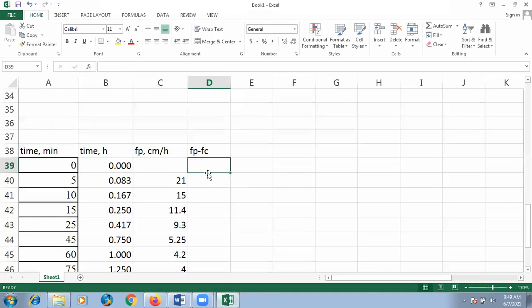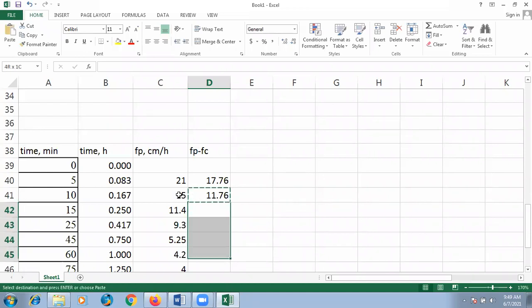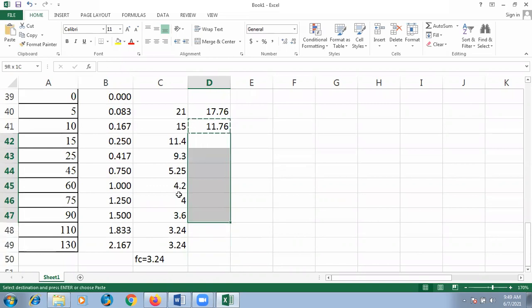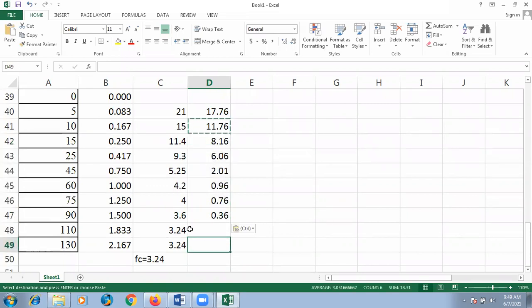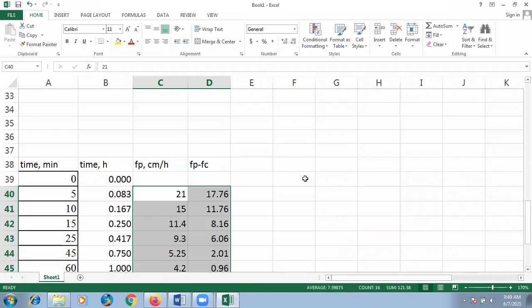So I would do it here. It starts from here because we don't have any value here for the first instance. So the first value is 21 minus 3.24, that is the fc value. The second is 15 minus 3.24. You get this value. Similarly, you calculate for other cases. For the last 2, it will not come because it is anyway 3.24, the constant rate of infiltration. These are the values which you need to look into now.